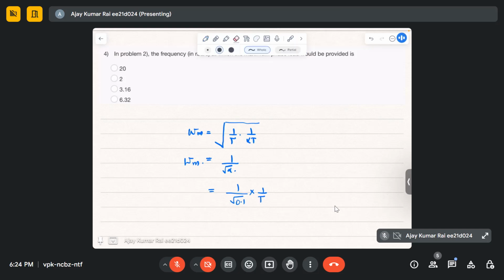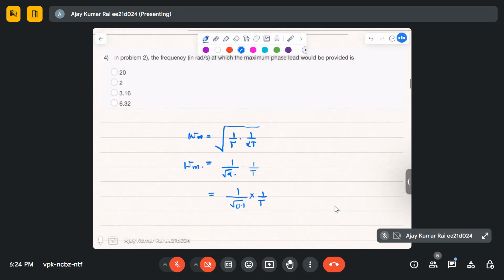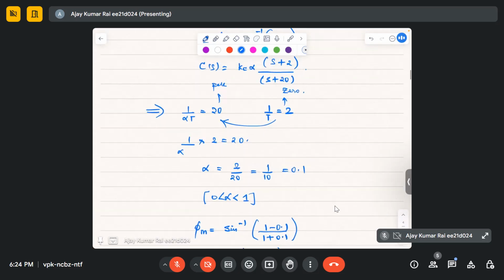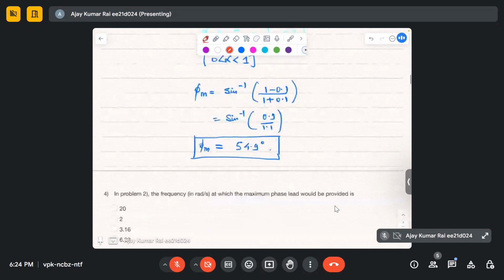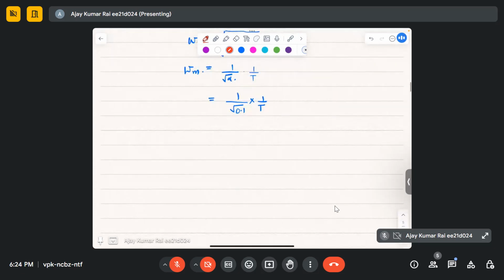Just now we have calculated alpha, which is 0.1, and 1 by t, if you see the previous question, is 2. So find out 2 by root of 0.1. That is 6.32, correct. This will be in radian per second.